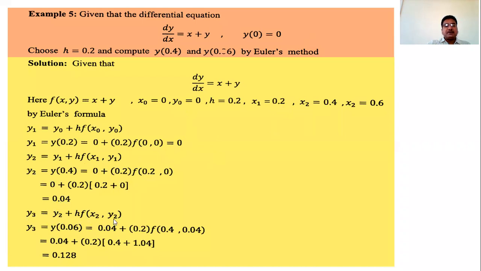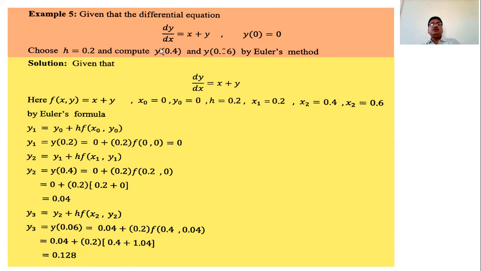Then y3, that is the value at 0.6, is what? y2 plus h f(x2, y2), the formula, substituting n equal to 2, and then the value of y at 0.6. Then the value at 0.6 is what? y2 means 0.04 plus h means 0.2, f of x2, y2, that is 0.4, 0.04. That is the addition of this, by using the formula f(x, y) is x plus y, and then we get the answer 0.128. This is the value of y at 0.6.